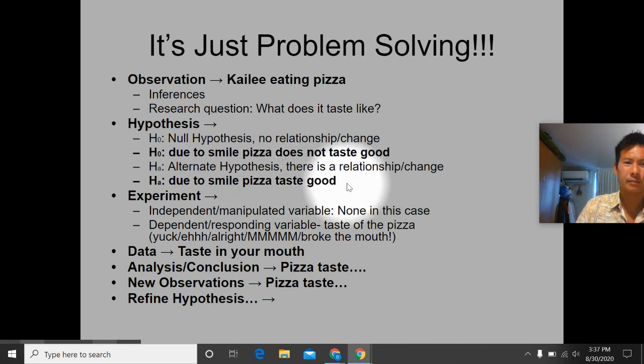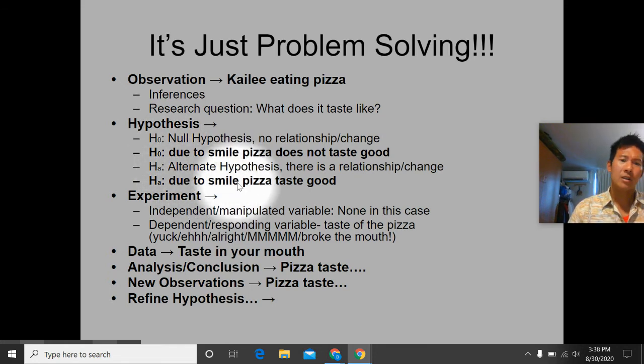All right, now you write your null hypothesis. Due to the smile, the pizza does not taste good. Okay, it's the opposite. Do understand that it has to encompass all the possibilities, if you do not accept the pizza is good. Now, some of you may have been like, why is the null hypothesis not the pizza tastes bad? All right, well, here's the answer.